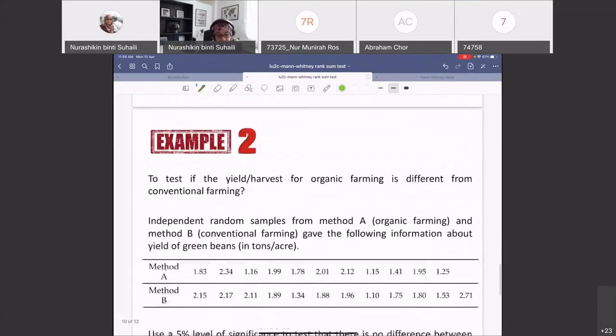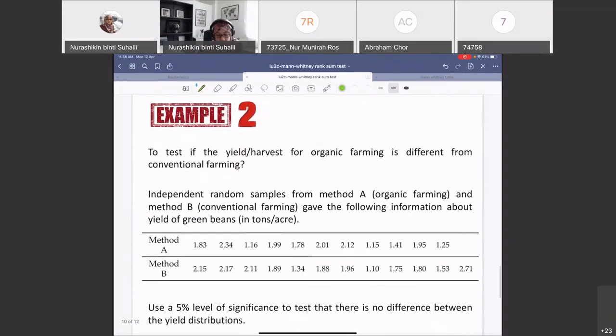Okay, let's have a look at example 2. The question is to test if the yield or harvest for organic farming is different from conventional farming. Organic farming is denoted as method A. Before you analyze the problems, understanding the nature of the problems is very important as well. Because when you understand what you are comparing, then you know what you are looking for.